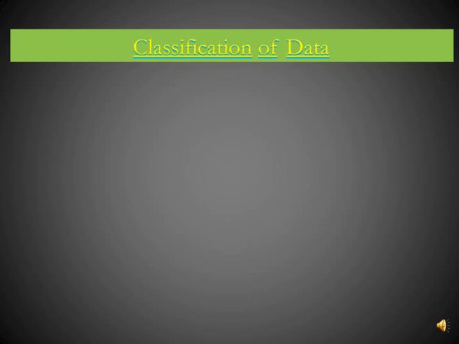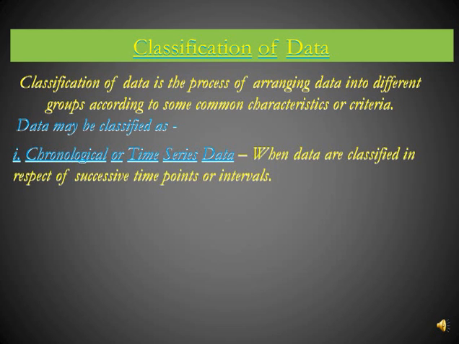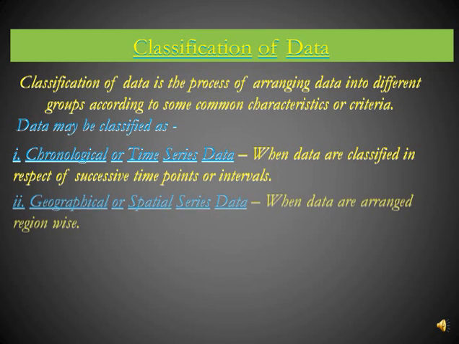Now comes classification of data. Classification of data is the process of arranging data into different groups according to some common characteristics or criteria. For example, students may be classified according to marks obtained by them, or people may be classified according to their monthly income. Data may be classified as chronological or time series data when data are classified in respect of successive time points or intervals. For example, number of students appeared for CA final for the last 20 years.